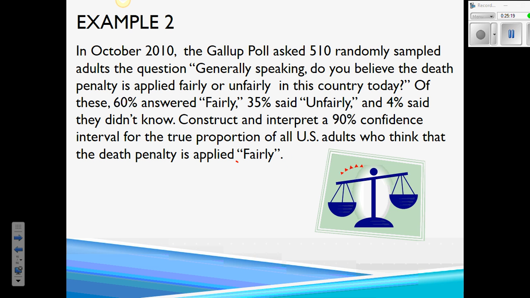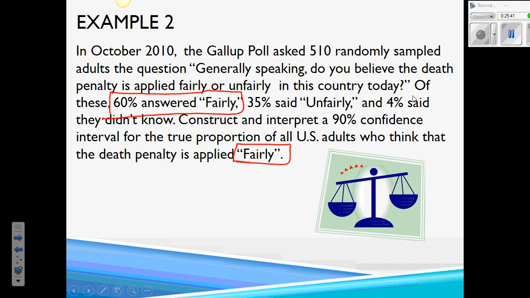So when we're saying applied fairly, what proportion are we looking at here from our data? Which one will be our p-hat? So we're looking at the 60%, correct? Okay, so just make sure you pick out the correct proportion. All right, I'm going to give you guys 10 minutes to work. So I'm going to pause this. You guys do it too.